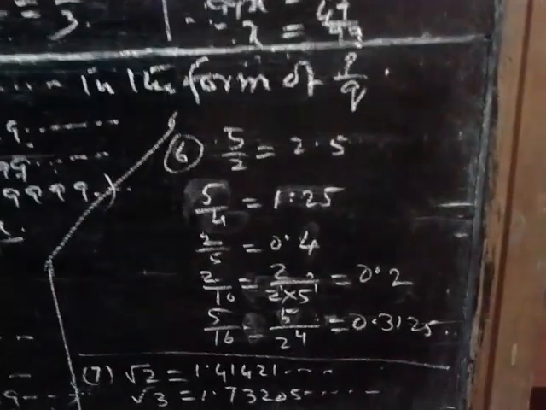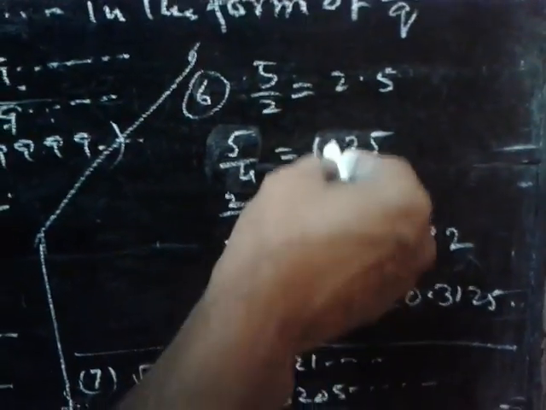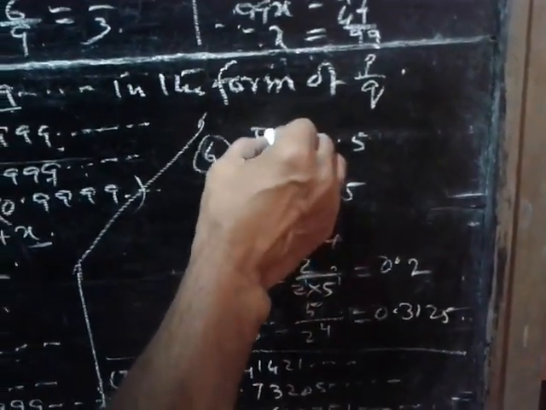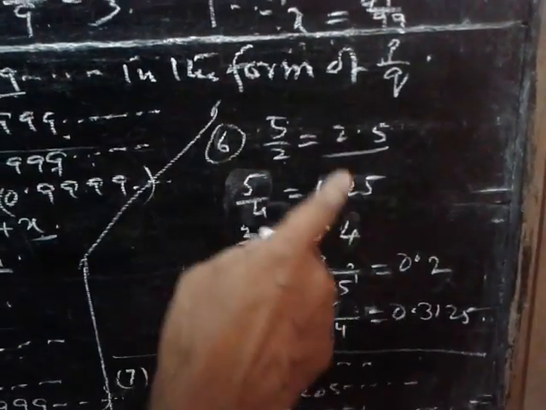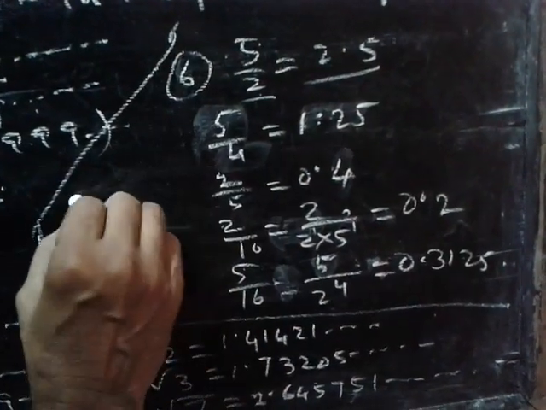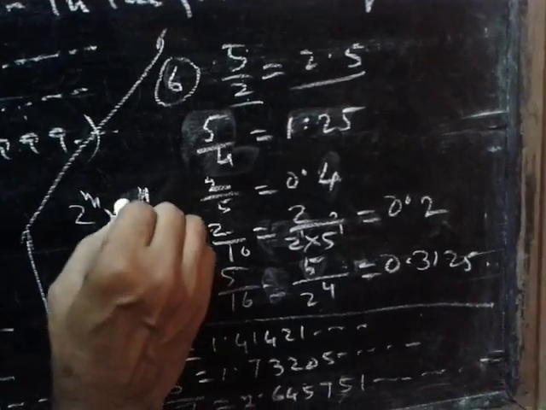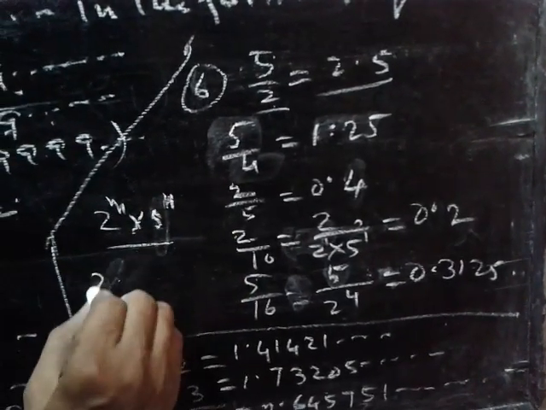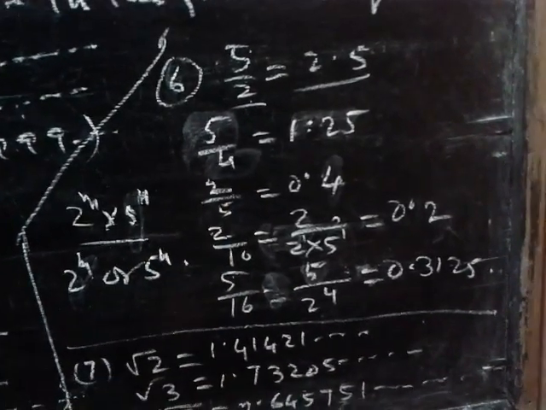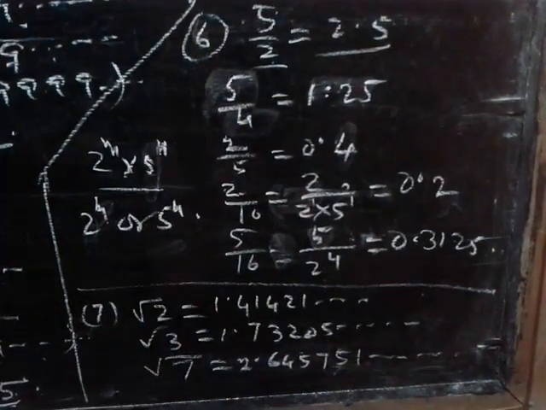Next one. Suppose you have to find out in the form of a decimal how many places the decimal will terminate. Suppose 2 by 5. It will be terminating because, as I have already mentioned, if the denominator is in the form of 2 to the power m into 5 to the power n, or only 2 to the power m or 5 to the power n, then it will terminate. Other than this, it will never terminate.